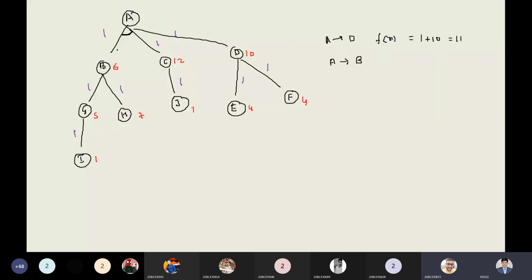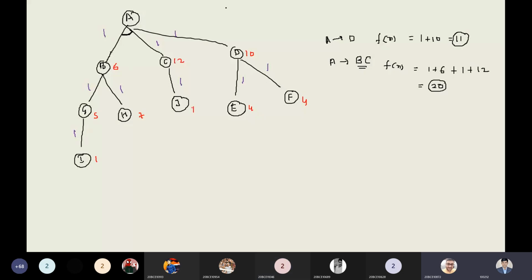If I'm talking about A, B, C, so first A to B and C. What do I have to do? A to B, so that would be A to BC. I can write like this. The function cost of this would be, first let me move to A to B, that would be 1 plus 6 and plus 1 plus 12. That would be 20. Am I right? Yes, sir.